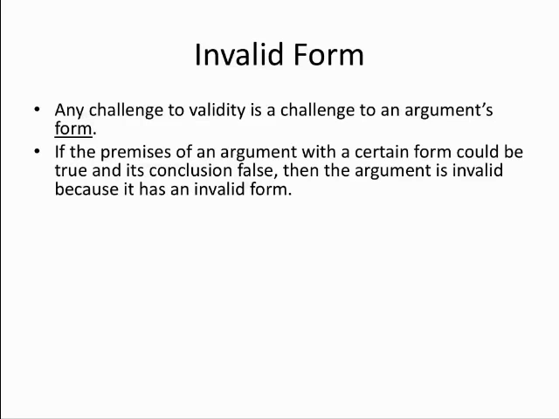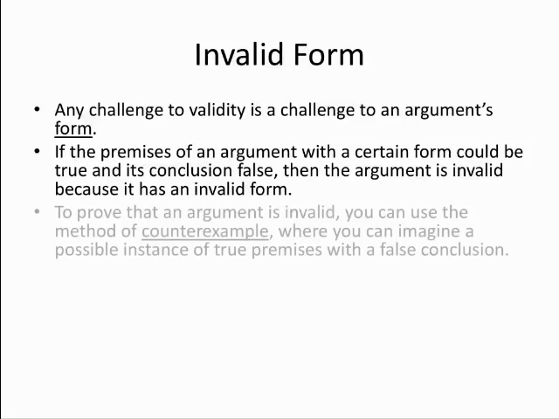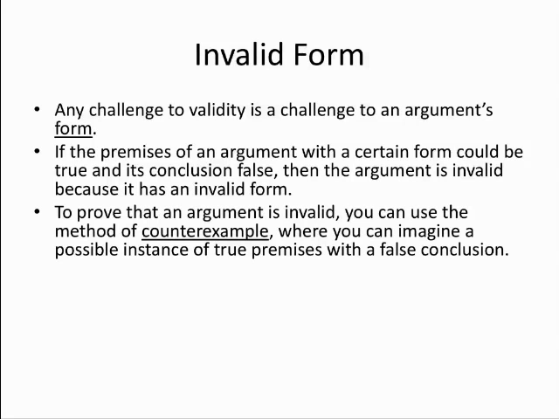And that means that if the premises of an argument with a certain form could be true and its conclusion still false, then we know that the argument has an invalid form. And this leads to a third way of testing for validity, the so-called method of counterexample. Take a look at bullet 3. To prove that an argument is invalid, you can use the method of counterexample, where you can imagine a possible instance of true premises together with a false conclusion.